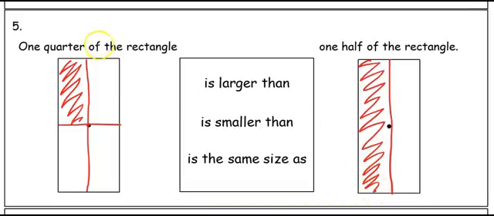Now when we read our sentence, we'll say 1/4 of the rectangle is smaller than 1/2 of the rectangle. And again, the idea being the more pieces a shape is cut into, the smaller the size.